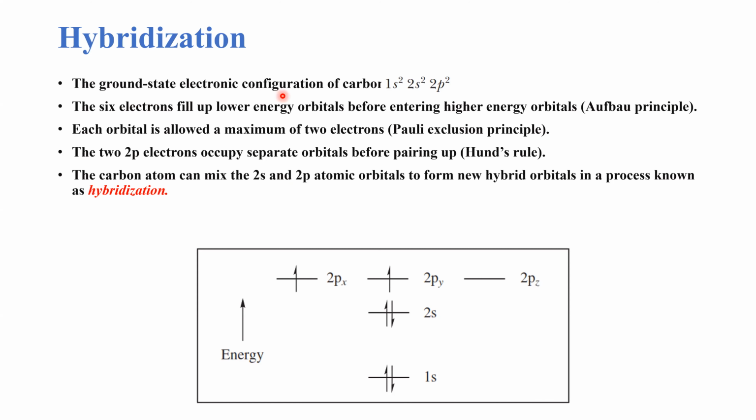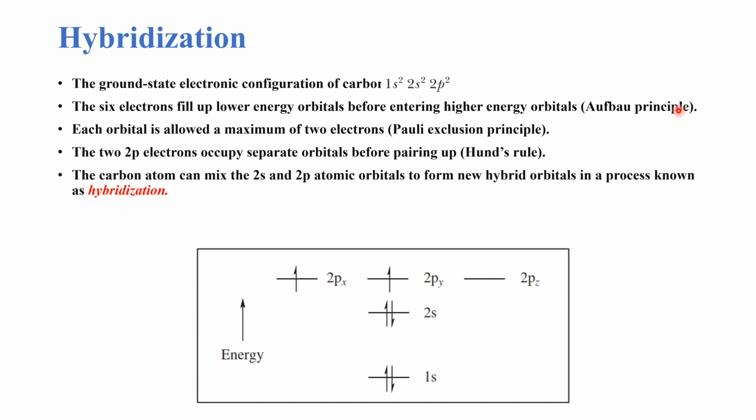The ground state electronic configuration of carbon is 1s2, 2s2, and 2p2, right? The 6 electrons fill up lower energy orbitals before entering high energy orbitals, so that is one by one. I'm just refreshing the rules. So you are following this pattern, and then we'll see how it goes through hybridization.